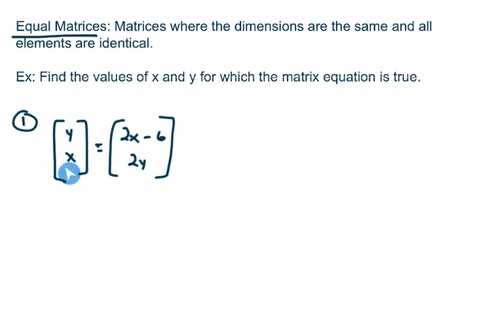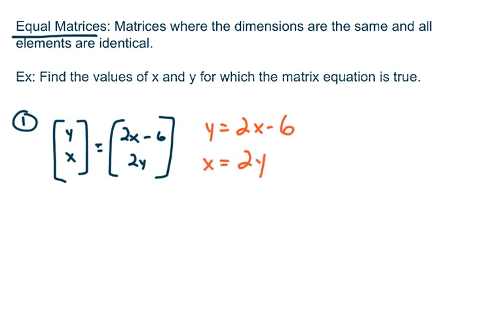We have a 2 by 1 matrix here, and we have a 2 by 1 matrix here, so the dimensions are the same, and this tells me that the elements are equal. The corresponding elements are exactly the same. So what we can say here is that y is equal to 2x minus 6, and we can say that x is equal to 2y.